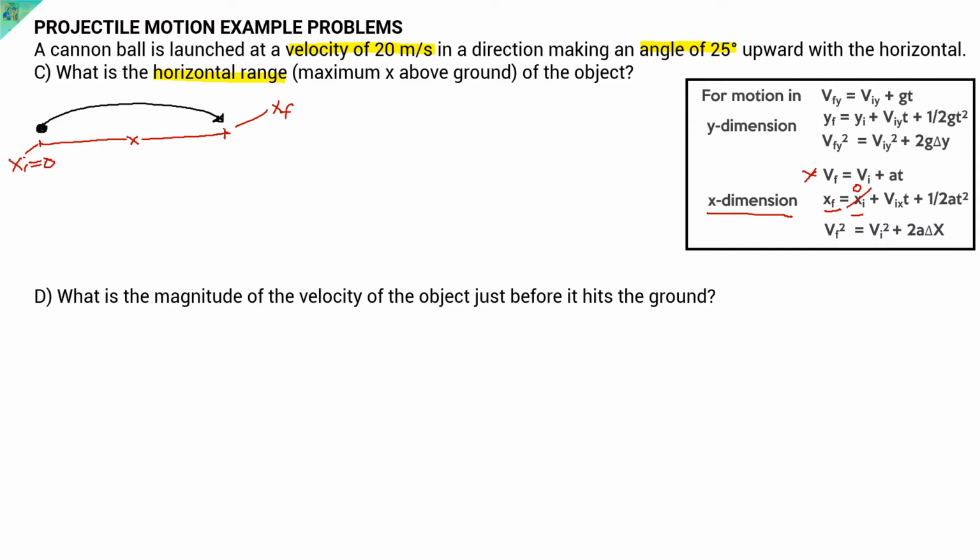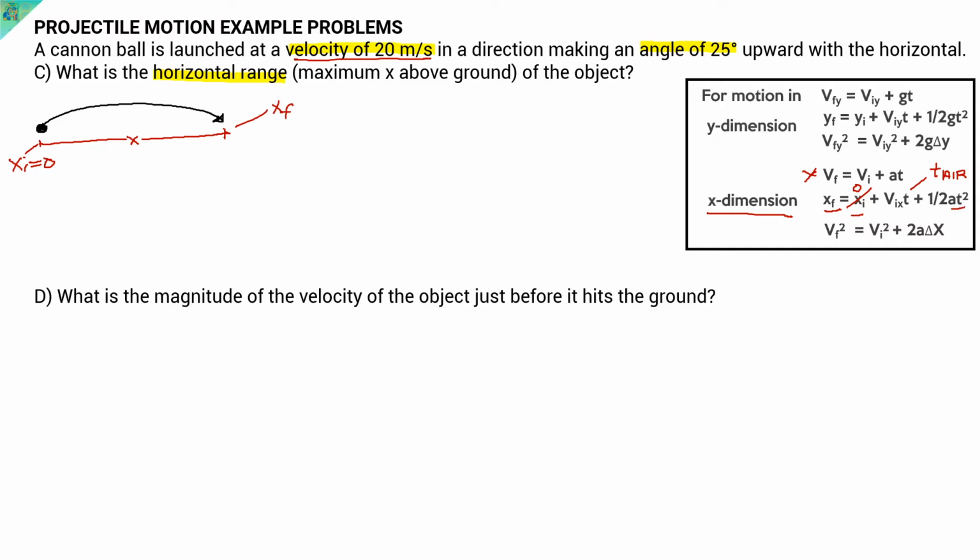VIX, do we have a VIX? Yes. If you have here a VI, that's the resultant vector. Katulad ng ginawa natin kanina sa VIY, we can isolate that using SOHCAHTOA. So that's possible. Do we have time? Yes, and that is the time in the air, which we have solved on letter B. So we have time in the air. That's 1.72 seconds. How about our acceleration?